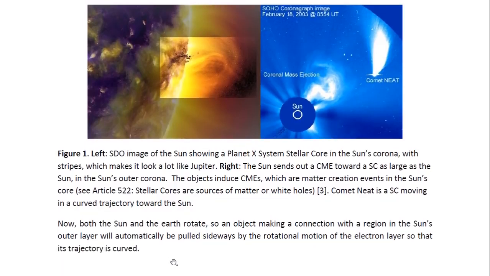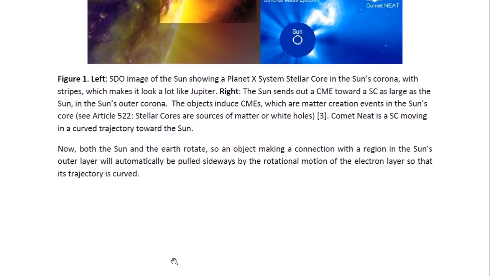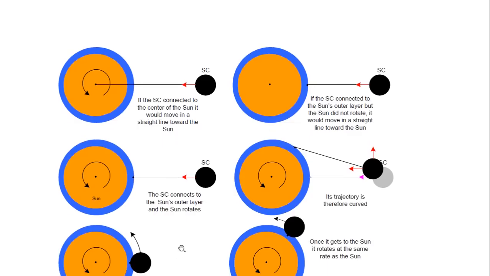Now, both the Sun and the Earth rotate, so an object making a connection with a region in the Sun's outer layer will automatically be pulled sideways by the rotational motion of that electron layer so that its trajectory is curved. And this is illustrated in this diagram. If a stellar core connected to the center of the Sun, we would expect it to come in a straight line towards the Sun. And if it connected to the outer layer of the Sun, but the Sun did not rotate, we'd also expect it to move in towards that point on the Sun.